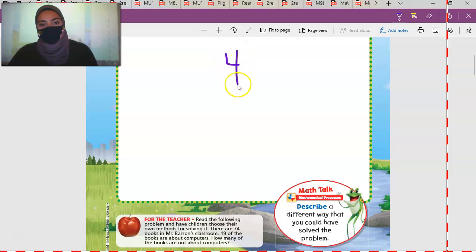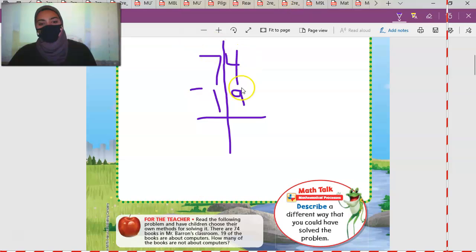74. Take away 19. Equals, and then this is the division line dividing the ones and the tens. Now 4 take away 9. Can we do that? No. If the top number is smaller than the bottom number, you have to regroup. 7 becomes a 6 and 4 becomes a 14.